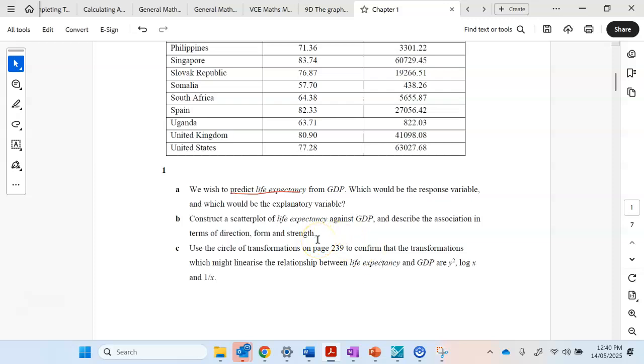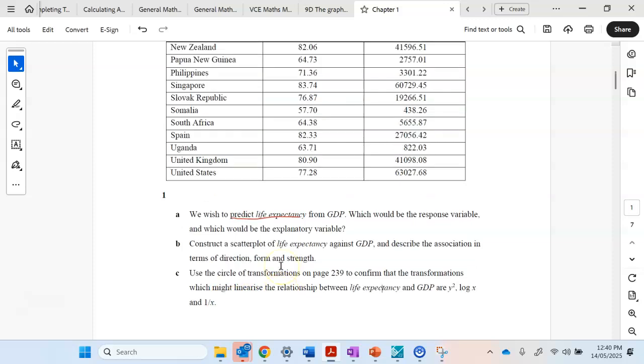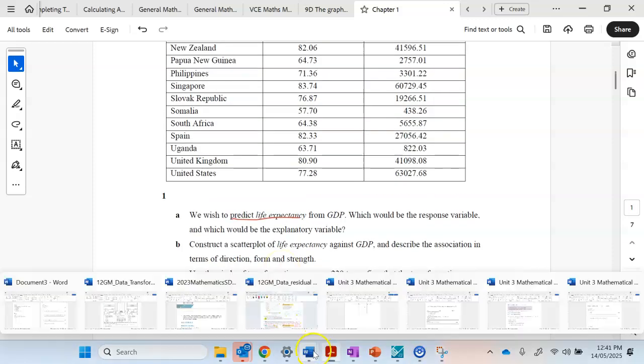So that refers to your textbook. I wonder if it's the same page, whether they've updated it. And confirm the transformations to be y squared, log x and 1 over x. So I should have the transformations.